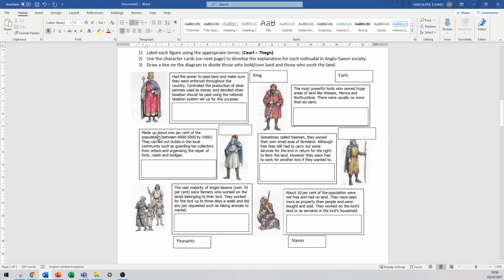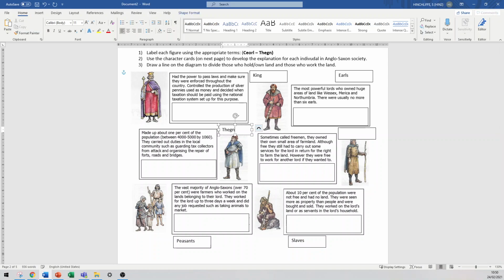Now, this person here, they made up about 4,000 to 5,000 people. They carried out duties in local communities, such as guarding tax collectors, organising repair of forts and bridges as well. This is the thane. So this is like the local lord, the person who, like a sheriff, that kind of thing. Someone who makes sure that locally things are working well within society. Which must leave this one, last one here, which is the Earl.